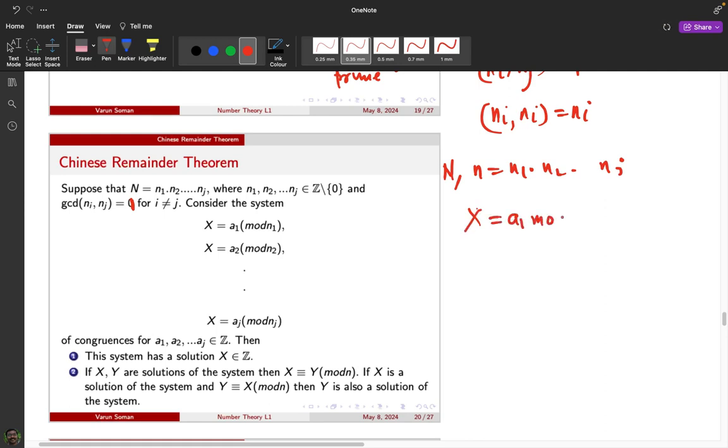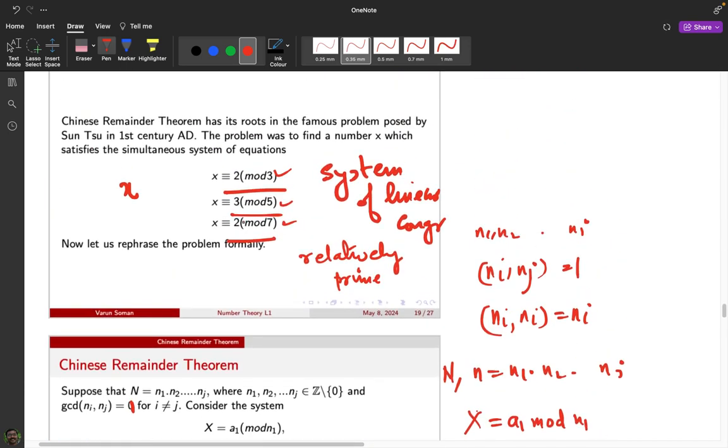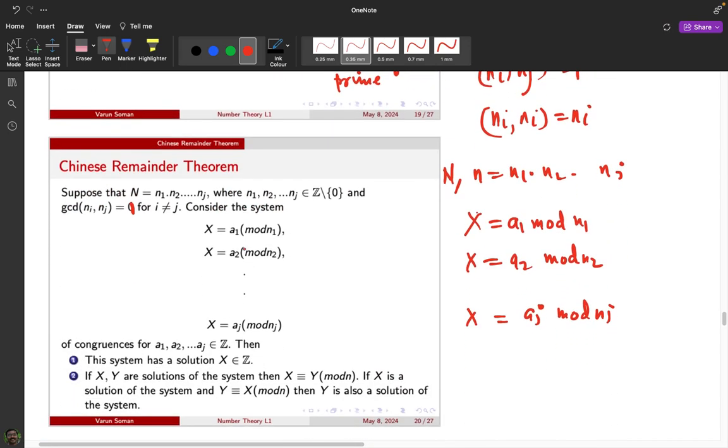x is congruent to some a1 mod n1, x is congruent to some a2 mod n2, where a1 and a2 can be any numbers. It depends upon the problem. In our earlier problem, I had chosen a1, a2, etc. as 2, 3, 2. So it can be any number. This is the general problem which I am going to do here. So this is my setting.